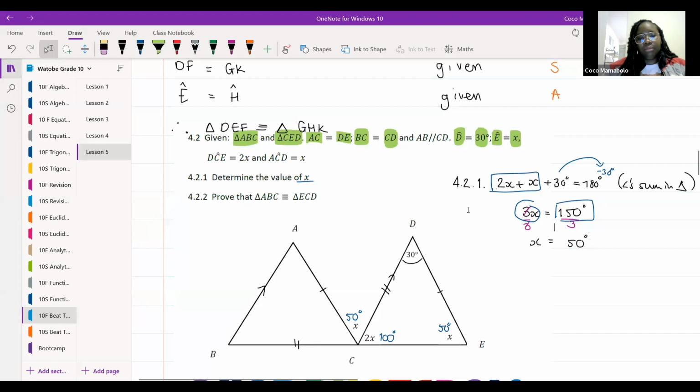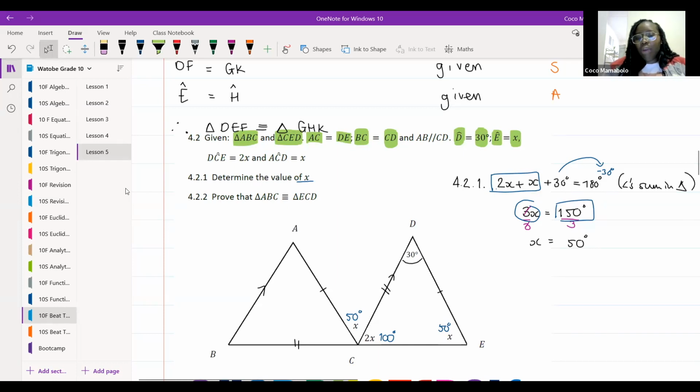Ma'am, what would happen if in that triangle there was only x and 30 degrees, like there wasn't a third one? Then they wouldn't have given us enough information to do what we need to do. Okay. So every sum, whenever it's given to you, will always give you enough information to do what you need to. Okay. Thank you.